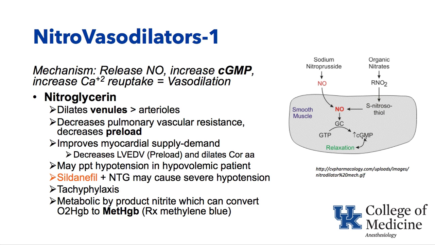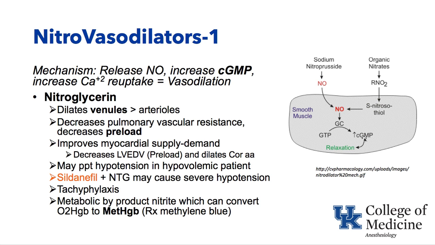A patient who's having myocardial ischemia, nitroglycerin improves myocardial supply demand. It does that by, one, decreasing preload and stretch on the left ventricle, so left ventricular end diastolic volume, LVEDV, and it also dilates the epicardial coronary arteries, improving blood flow. One of the main mechanisms, though, is its decrease in LVEDV.